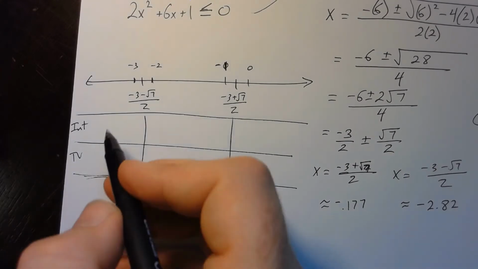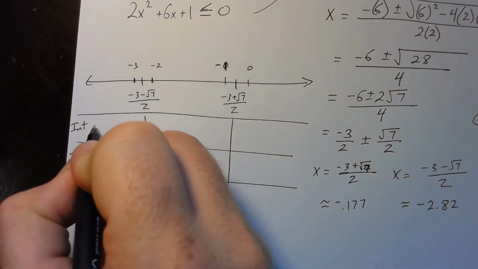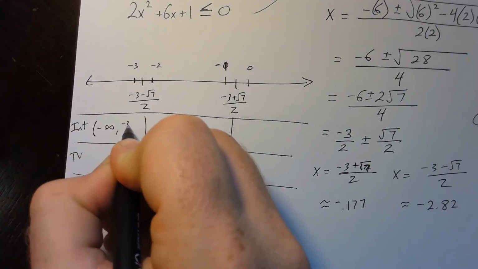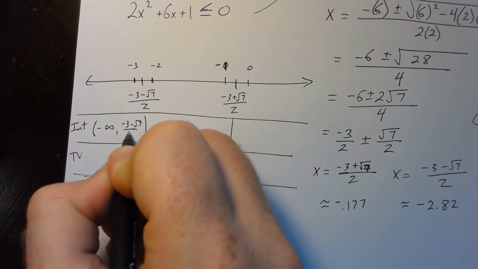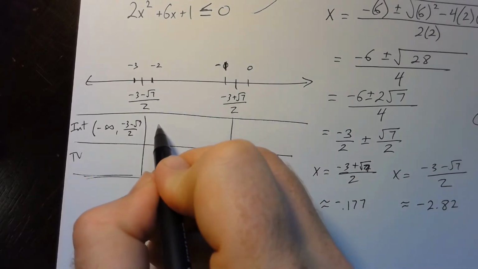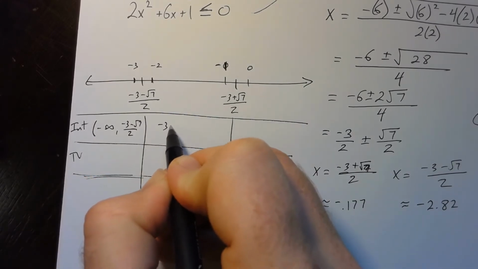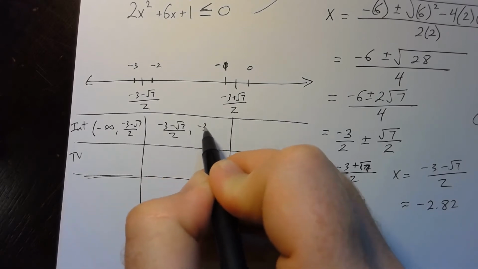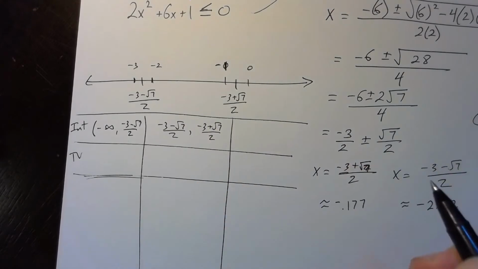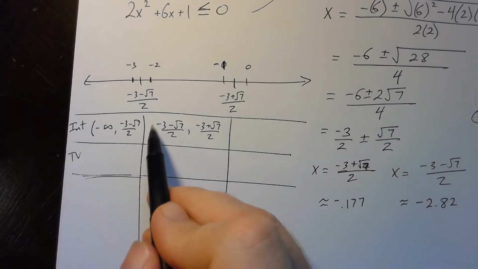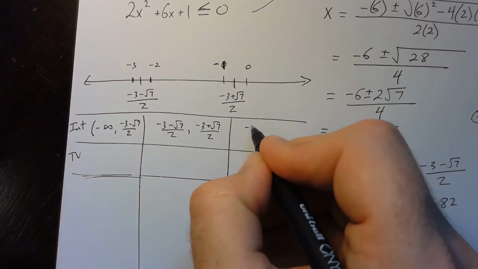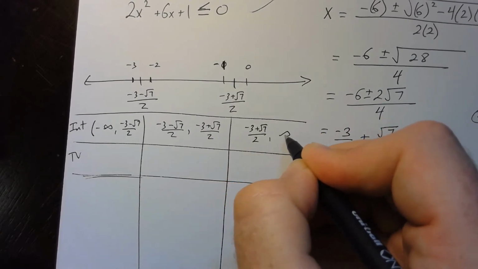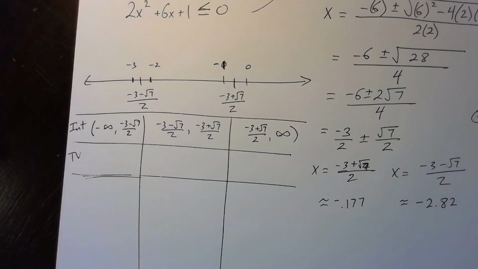So in the intervals, I'm going to do the exact same thing I did with the last examples: negative infinity to negative 3 minus radical 7 over 2. I'm going to do the same thing over here, negative 3 minus radical 7 over 2, comma, negative 3 plus radical 7 over 2. Notice how I'm not putting the parentheses or brackets on those edges yet. I haven't identified whether or not I need parentheses or brackets yet, so I'm going to leave them off until I get to that point.